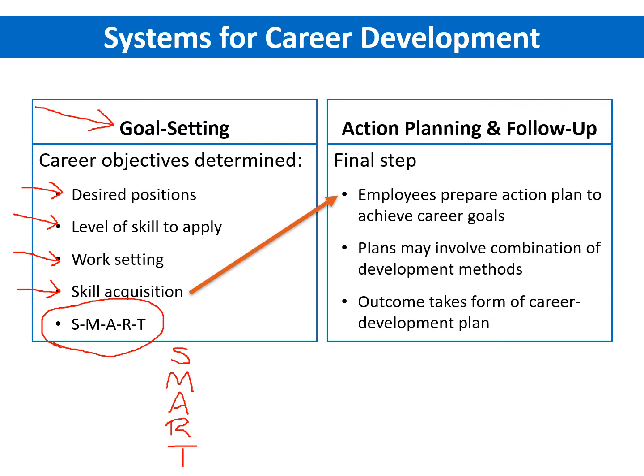Now we take this, and particularly the skill acquisition we've identified in goal setting, and we tie it to our action plan and our follow-up. We're going to prepare an action plan to help us achieve these goals. We're going to figure out how we are going to acquire the skills we need in order to achieve the goal. We may look at a variety of different developmental methods. There's not just going to be one way that we work through this plan. The outcomes that we work on here become our career development plan.